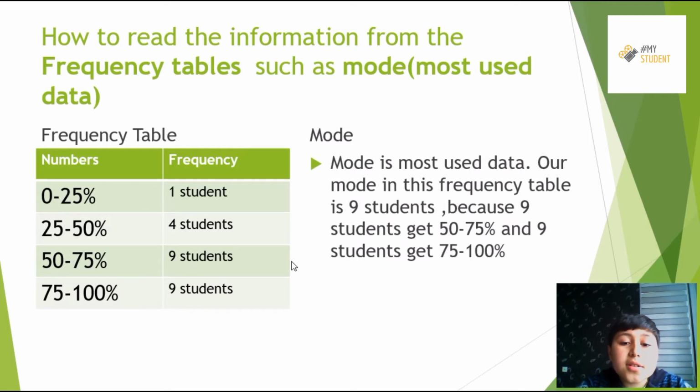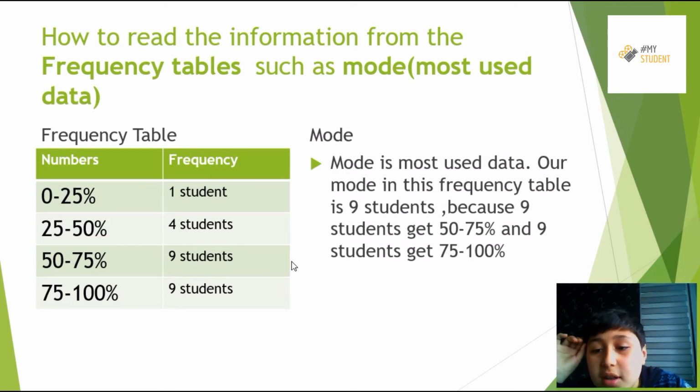Our mode is the most used data. Our mode in this frequency table is 9 students, because 9 students get 50-75% and 9 students get 75-100%.